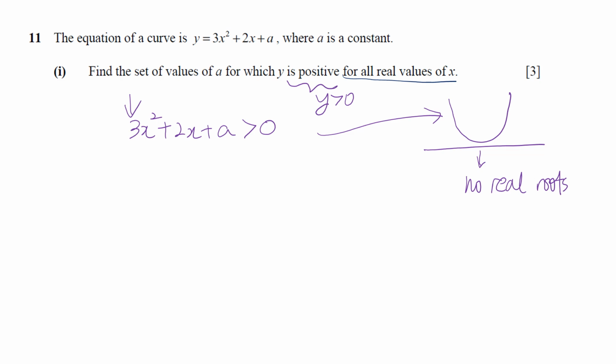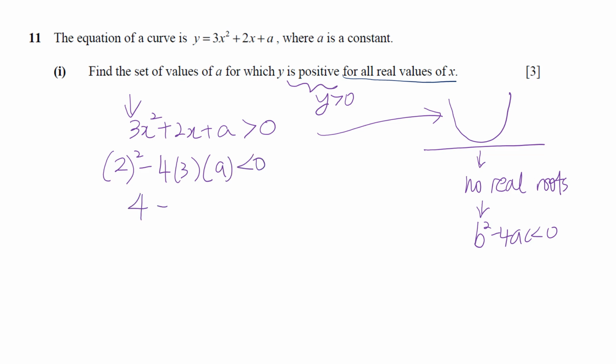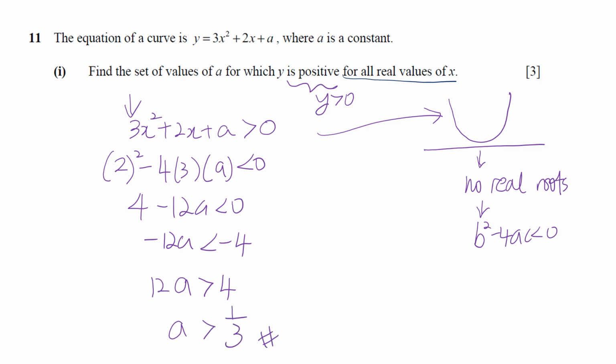So no real roots means what kind of value do you use for the discriminant? Yes, you use the value to be less than 0. So this is exactly what we're going to do. Okay, multiply by negative, make sure you flip your inequality sign, divide by 12. You get 1/3.